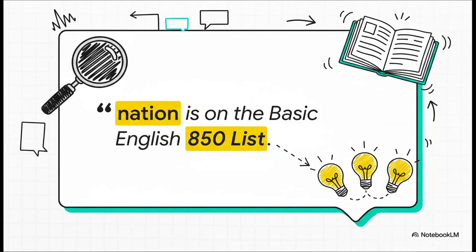So, here's the thing that kicked this whole investigation off. Our source material, just a simple dictionary entry, gives us this one single curious clue. It just says, flat out, that the word nation is on the Basic English 850 list. And that one little sentence, that's where our whole journey begins.